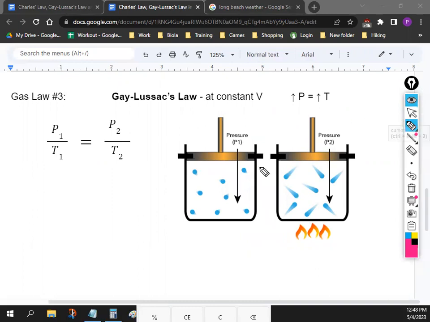If I can just explain it, basically, if you heat up a gas, if you make a gas hotter, the pressure will go up, which makes sense because the gas particles are going to move faster. If they move faster, they're going to hit stuff harder. So if you heat up a gas, the pressure will go up, and the opposite is true as well. If you cool down a gas, the pressure will go down. So that is Gay-Lussac's law.